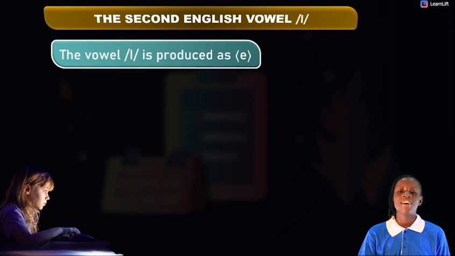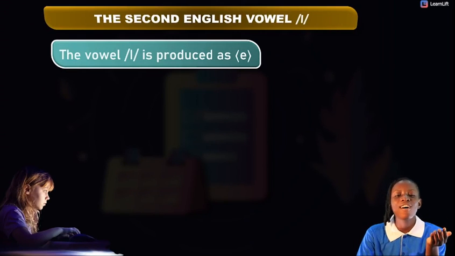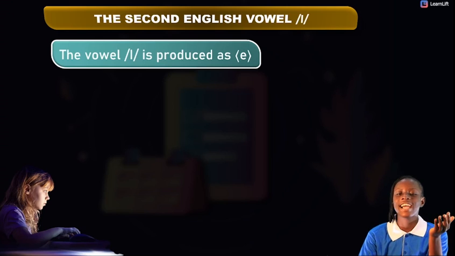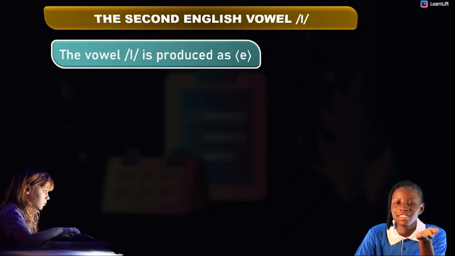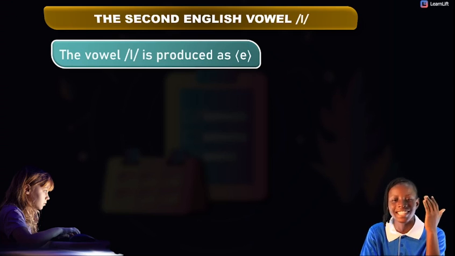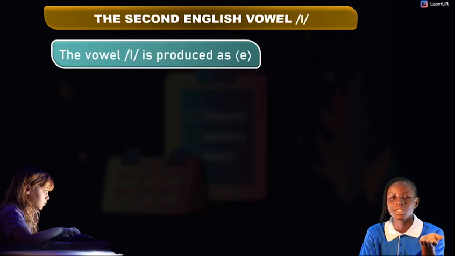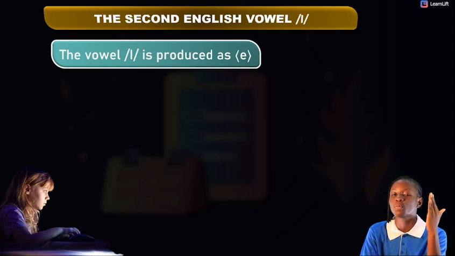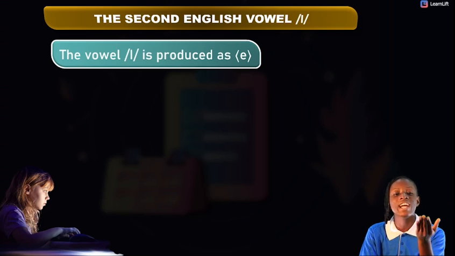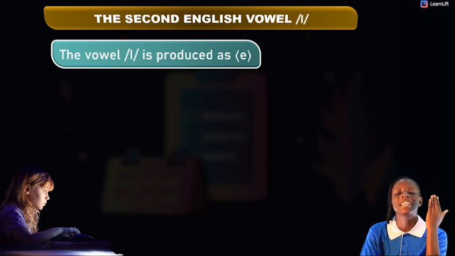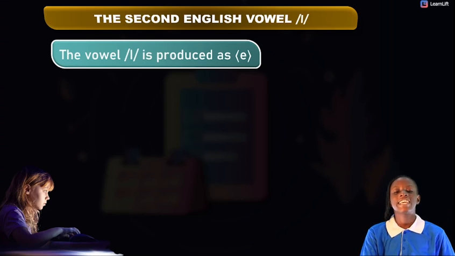The second English vowel E. The vowel E is produced as E, and that is actually a guide on how you are to produce this vowel. So whenever I see this phonetic symbol, I am to produce this sound, and the absence of a colon dictates a short vowel, and therefore we are expected not to prolong its production. So we can rightfully say the second English vowel E, the short E sound.